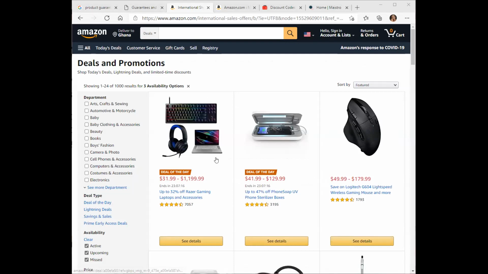Yes, please. Good. So you can see that it is showing us deals and promotions under the tab called Today's Deals. For the first one, the deal of the day, they are offering you a laptop, a headpiece, and a keyboard. I think this is a gaming set. Yes, it is. It's the Razer gaming laptop and accessories, all together or individually. They are showing you the various prices at which you can purchase them.